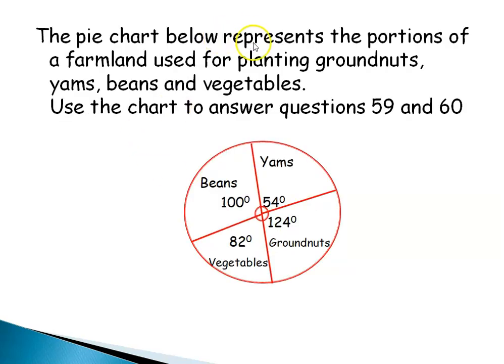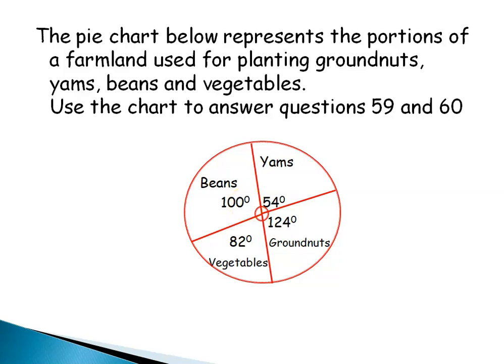Alright. The pie chart below represents the portion of a farmland used for planting groundnuts, yam, beans, and vegetables. Use the charts to answer questions 59 and 60. So let's study the charts. For yams, you have 54 degrees. For groundnuts, you have 124 degrees. For vegetables, you have 82 degrees. And for beans, you have 100 degrees.